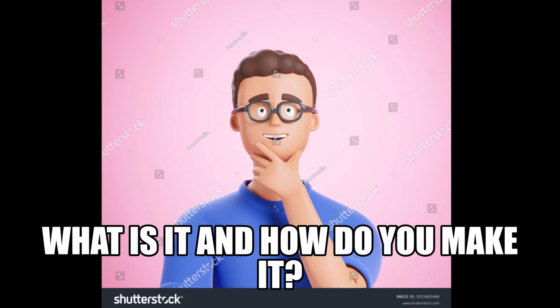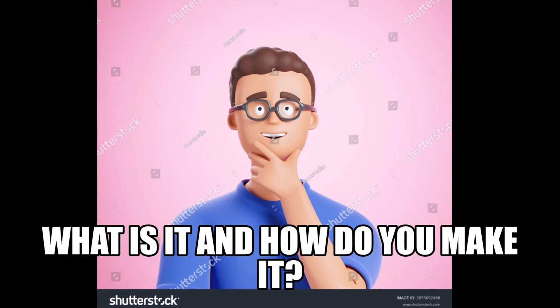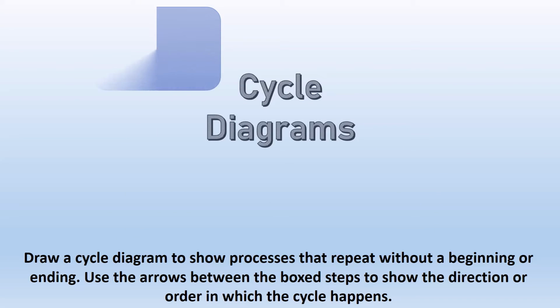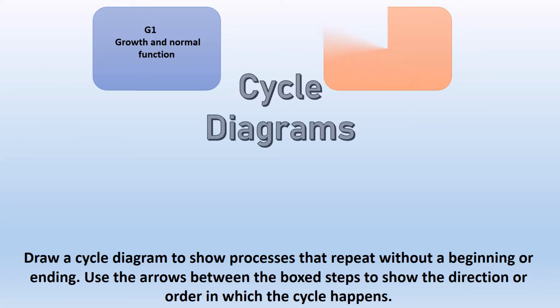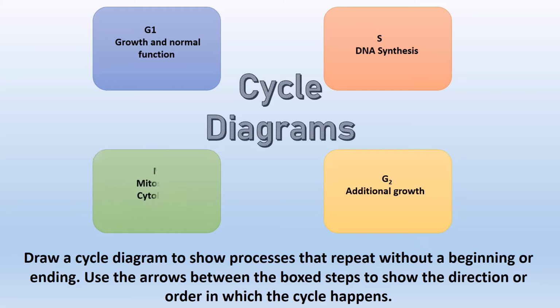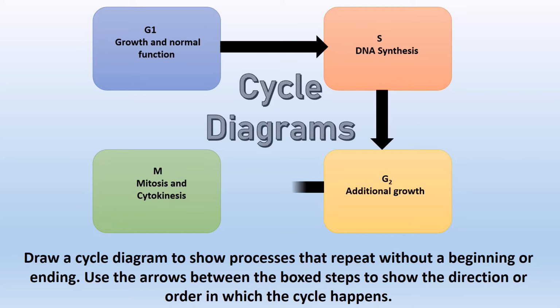What is it and how do you make it? Draw a cycle diagram to show processes that repeat without a beginning or ending. Use the arrows between the boxed steps to show the direction or order in which the cycle happens.